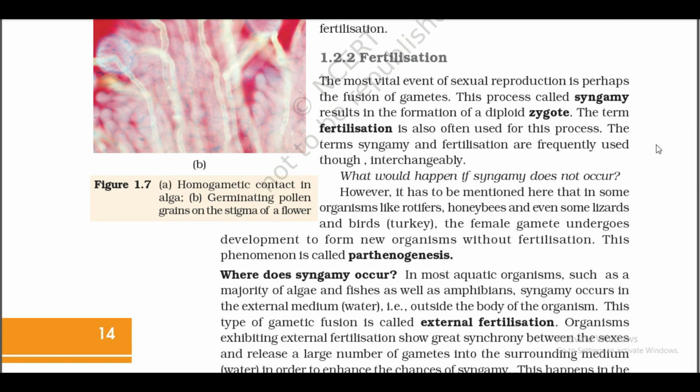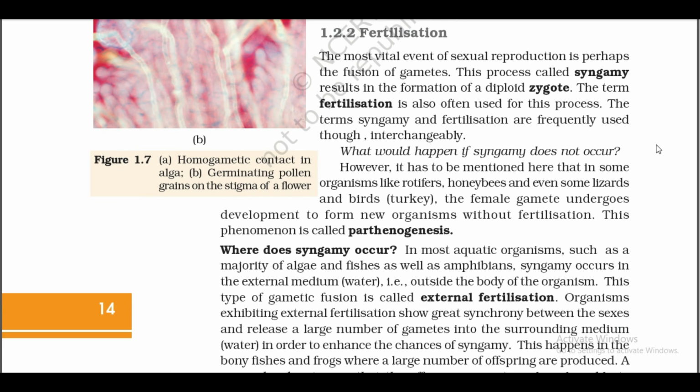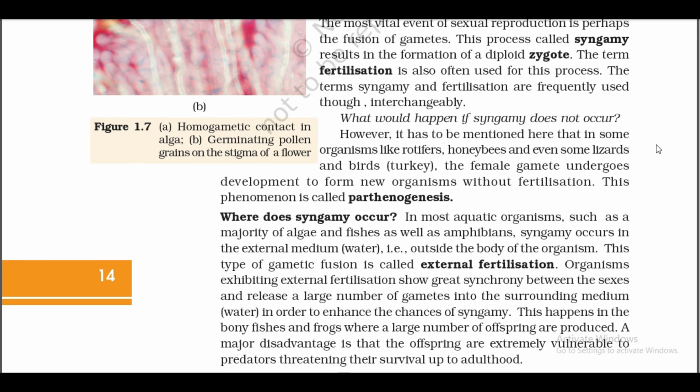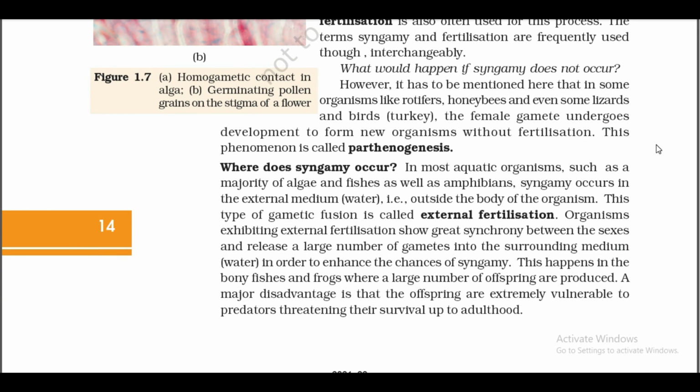1.2.2 Fertilization. The most vital event of sexual reproduction is perhaps the fusion of gametes. This process, called syngamy, results in the formation of a diploid zygote. The term fertilization is also often used for this process. The terms syngamy and fertilization are frequently used interchangeably. What would happen if syngamy does not occur?